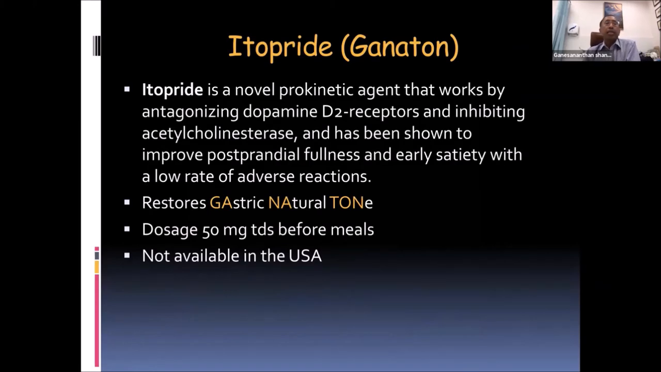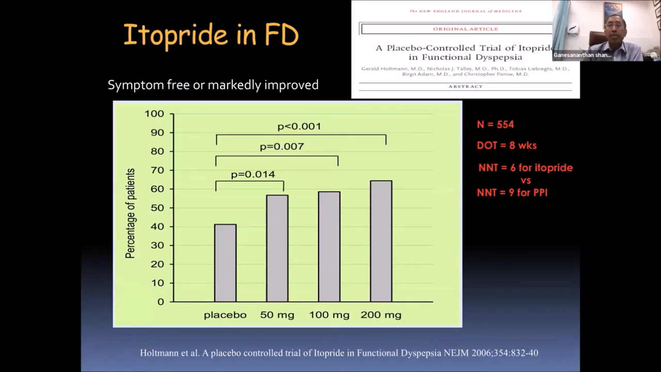What is itopride? It's a novel prokinetic agent that works by antagonizing dopamine D2 receptors and inhibiting acetylcholinesterase, and has been shown to improve postprandial fullness and early satiety with a low rate of adverse reactions. The dose is 50 milligrams taken before meals. I tell my patients to take it 5, 10, 15, 20 minutes before meals. I give it for a duration of 2 weeks to about 4 weeks, sometimes even up to 8 weeks. This drug is not available in the US, so they don't have much experience with it.